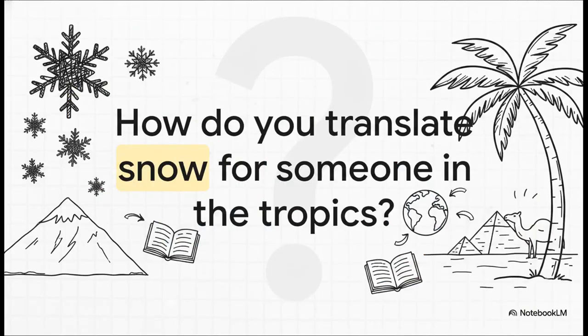Okay, let's kick things off with a pretty fascinating puzzle. Imagine trying to translate the word snow for someone who has only ever lived in the tropics, or trying to describe a desert to someone who's only seen lush rainforests. How on earth do you effectively translate concepts that just don't exist for the listener? It's a massive linguistic roadblock, and it happens literally all the time when translating foundational ancient texts for global audiences.